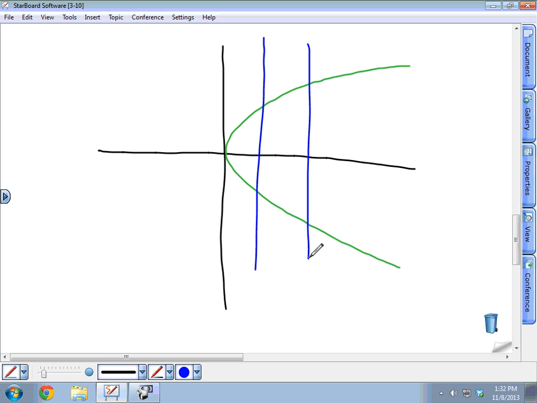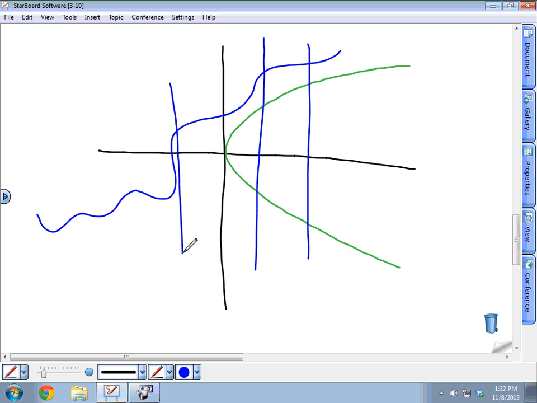If you can have any vertical line that intersects it more than once, you don't have a function. So even if the line's like this, it's still a vertical line. As long as it's not vertical, that would be a function.